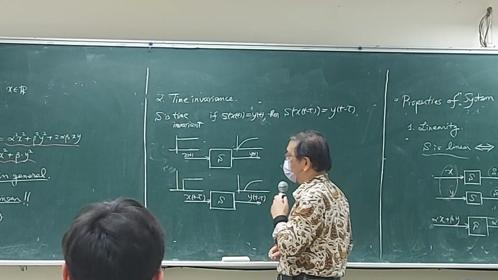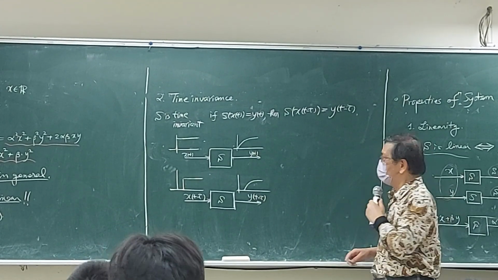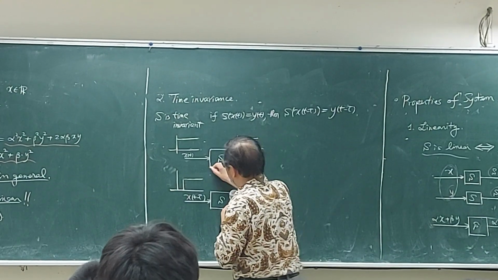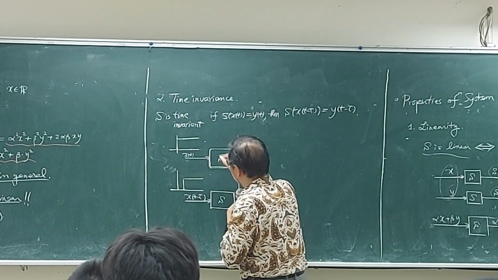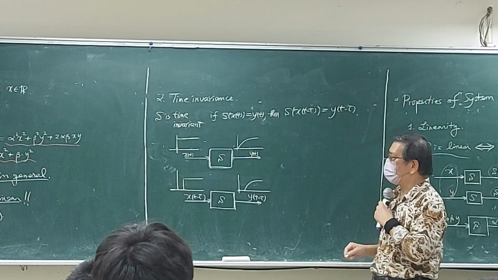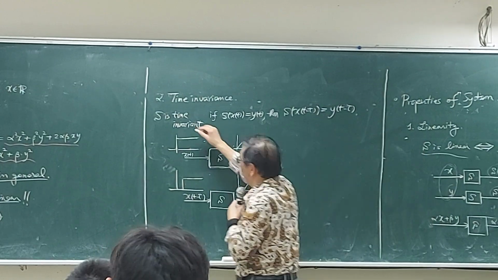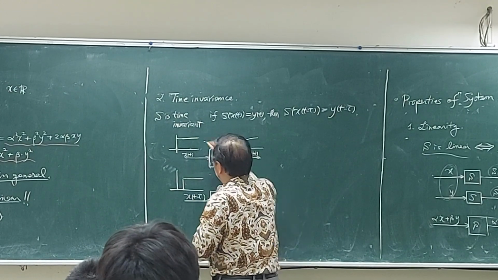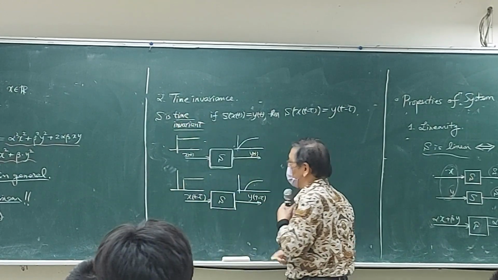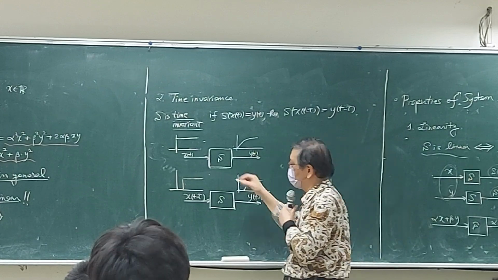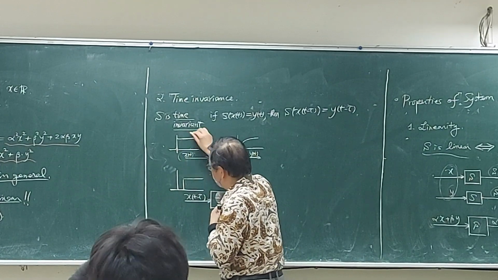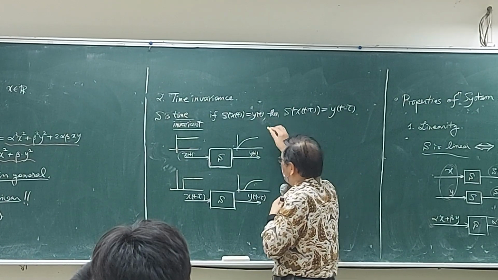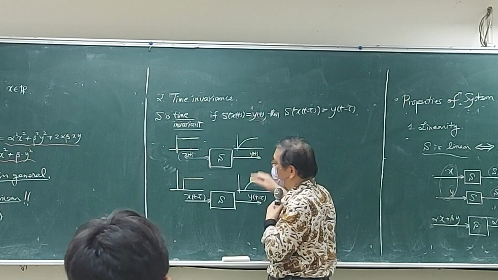The next property is also very important. Okay, if I have a system S, now if I claim that the system is time invariant, what do I mean by that? That means if you have a signal, let me call it x of t, okay, this is the input signal. And we have the output signal y of t.